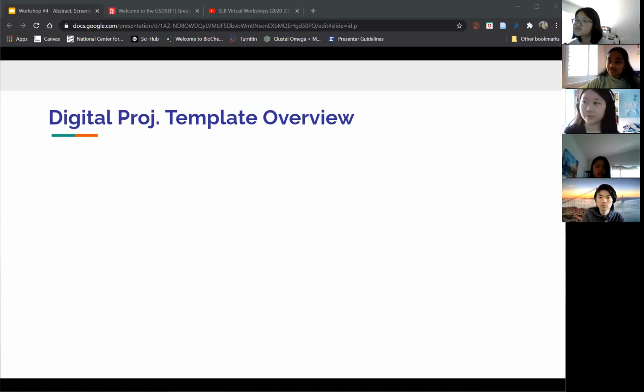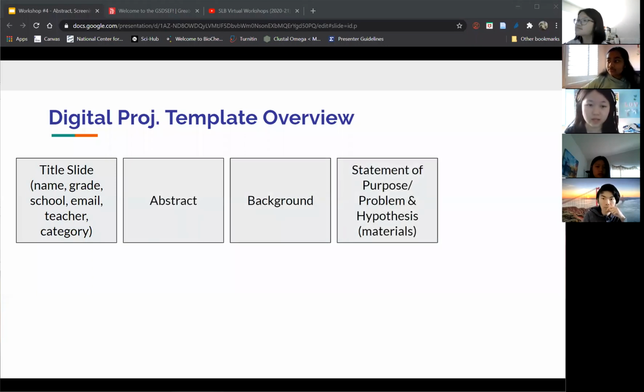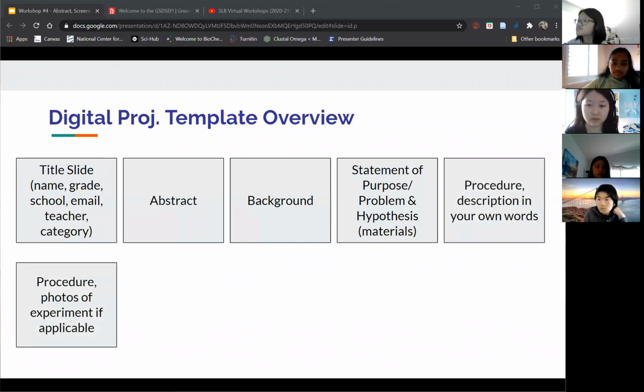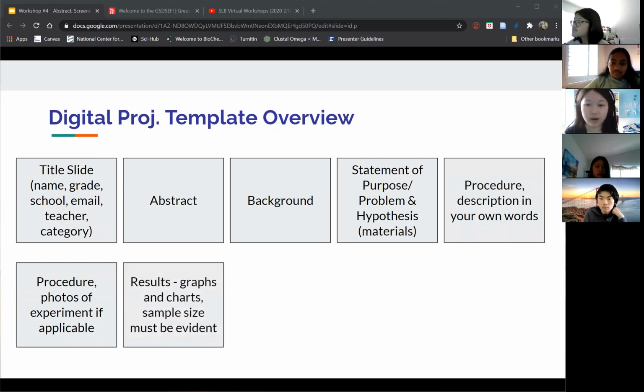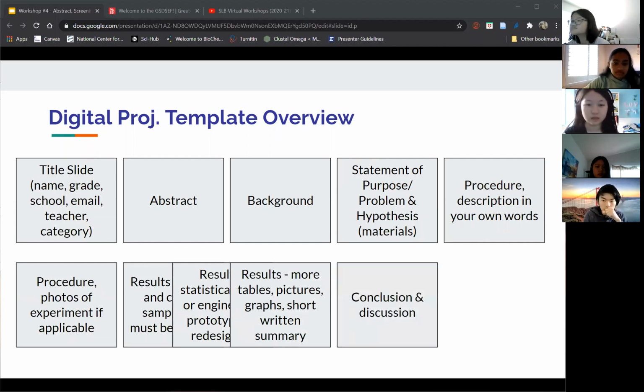Now I'm going to talk about a brief overview of what the template should look like, because there are significant differences between the junior and senior division. You'll start with the title slide, and then your abstract, background, statement of purpose, and hypothesis. After, you'll get 2 slides to describe your procedure and include photos of the experiment if it's applicable. Next, you'll get 3 slides to discuss your results, including space for graphs, statistical tests, pictures, and a summary of your findings. The next slide is the conclusion and the discussion or interpretation of your results. And lastly, you'll end with your references.